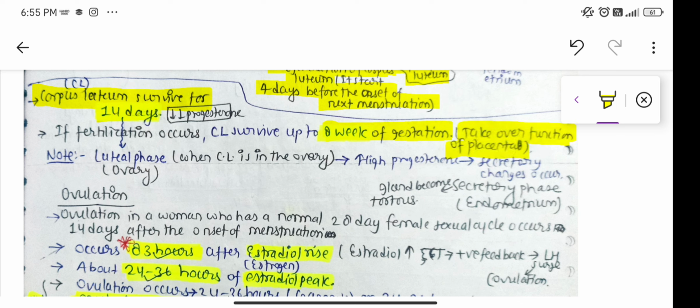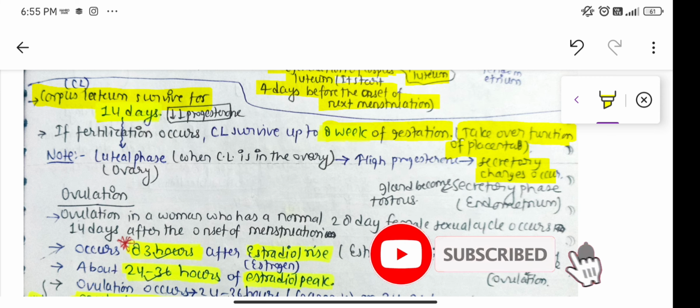Now, after the 14th day, the luteal phase in the ovary, due to LH, starts. When the corpus luteum is in the ovary, there is high progesterone, because the corpus luteum is secreting a high level of progesterone. That progesterone is responsible for the secretory changes occurring in the uterus. What changes are included in the secretory changes? The glands become tortuous.